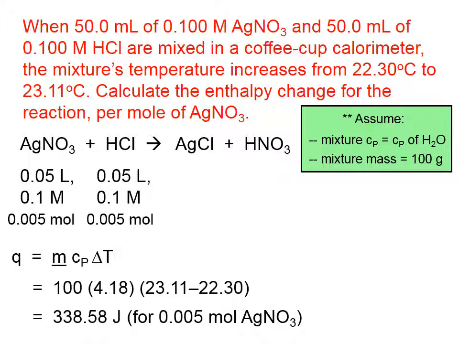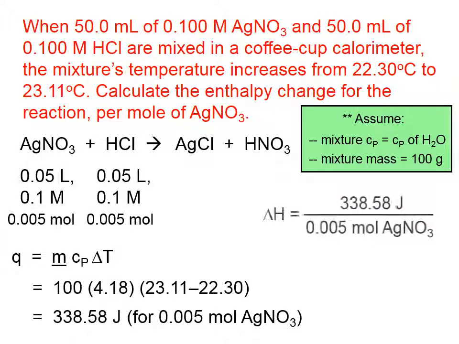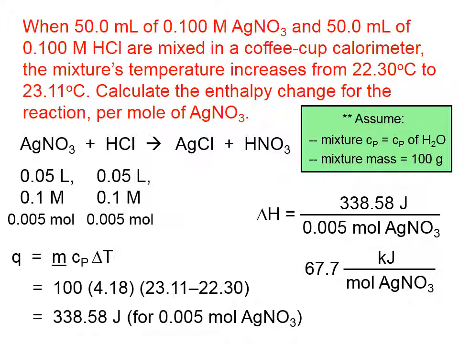Now we mention that because the last sentence in the problem says calculate the enthalpy change for the reaction per mole of silver nitrate. In other words, per 1 mole. We don't want the enthalpy change for 0.005 moles of silver nitrate. We want the enthalpy change per 1 mole. And if we do that and convert it into kilojoules, I've just converted it into kilojoules because it makes this number smaller and more palatable. 67.7 kilojoules per mole of silver nitrate.